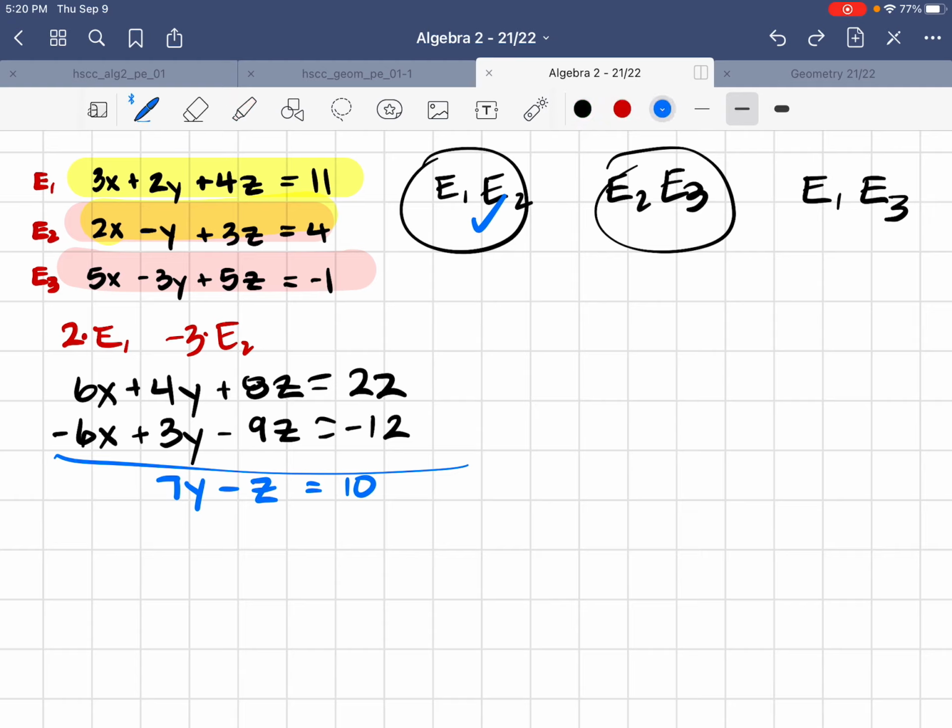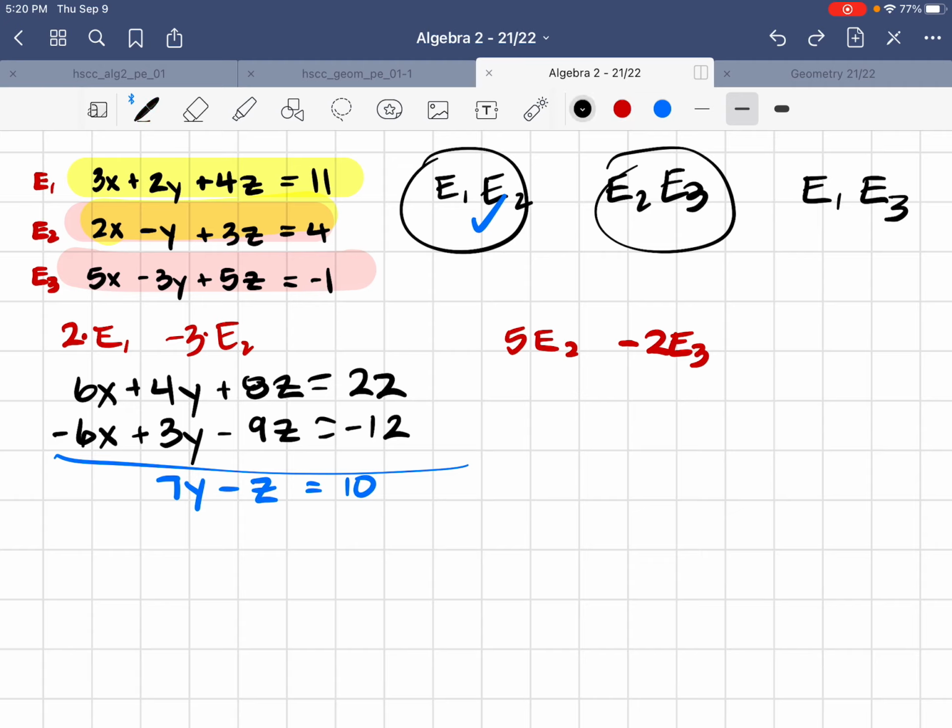My focus is to multiply E2 by 5. That way this can be 10x. And then I'm going to multiply E3 by 2, because then that's going to make this 10x as well. You'll notice that since they're both going to be positive 10x, nothing's going to cancel. So I'm going to make sure I multiply one of them by a negative. We get to make the decision which one. I'm going to do the second one.